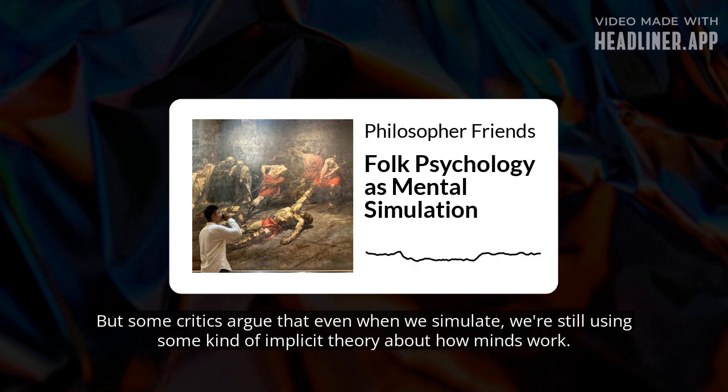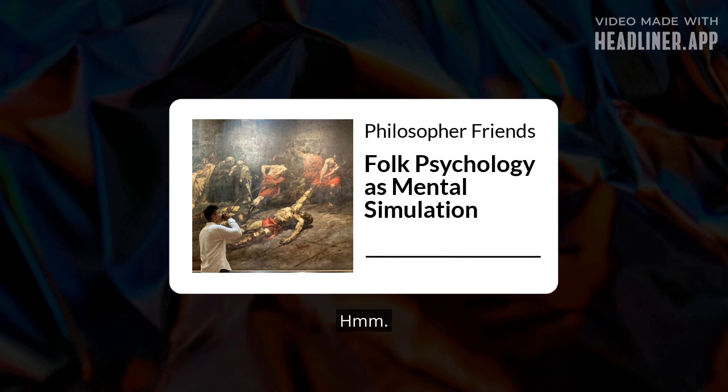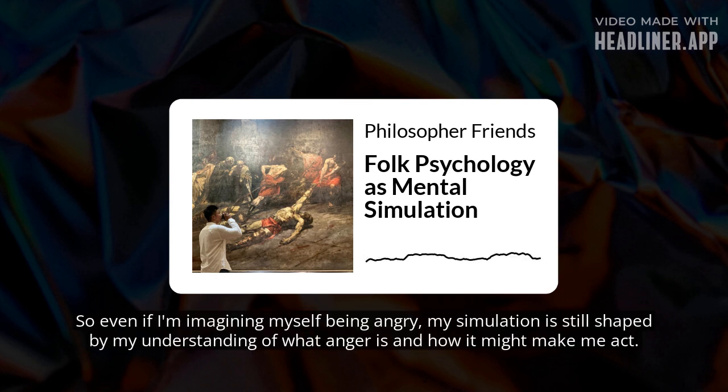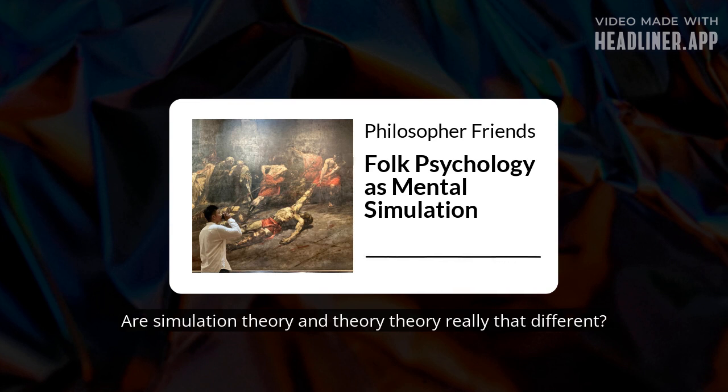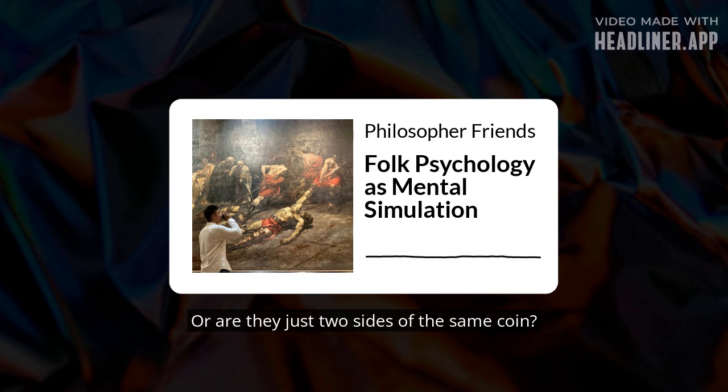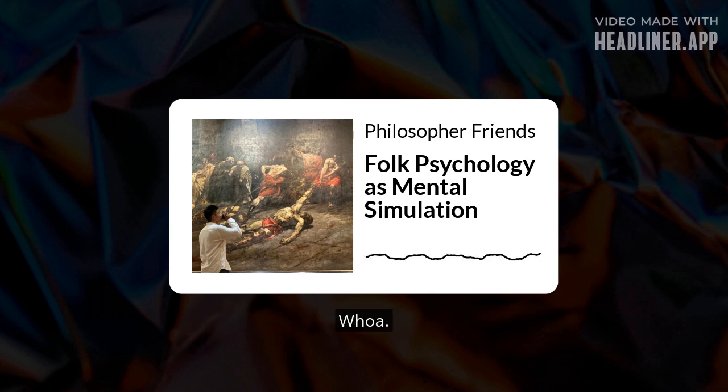Precisely. But some critics argue that even when we simulate, we're still using some kind of implicit theory about how minds work. Okay. So even if I'm imagining myself being angry, my simulation is still shaped by my understanding of what anger is and how it might make me act. Exactly. And this leads to a pretty mind-boggling question. Are simulation theory and theory theory really that different, or are they just two sides of the same coin? Whoa, it's like a philosophical riddle.